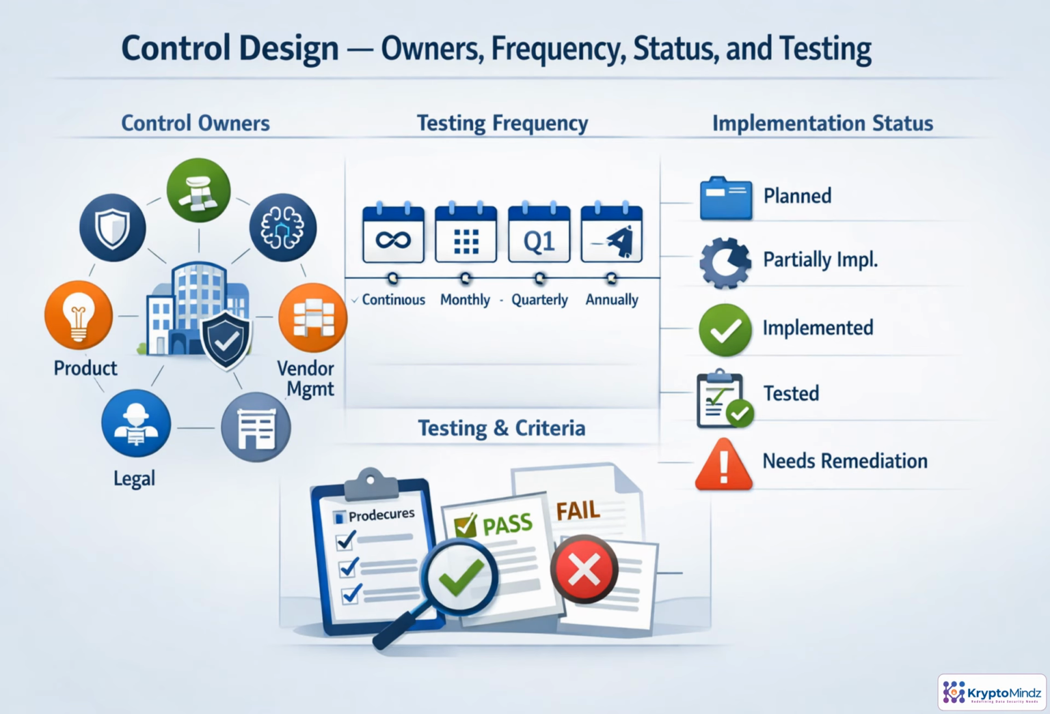A control matrix becomes useful only when each control has a real operating model. Name the owner who actually performs or governs the activity, not just the nearest department. Define the cadence: continuous, per release, monthly, quarterly, annual, or event-driven. Track status honestly from plan through tested and remediation. Finally, write the test procedure and pass-fail criteria. That is what turns a policy statement into evidence an auditor can evaluate consistently.